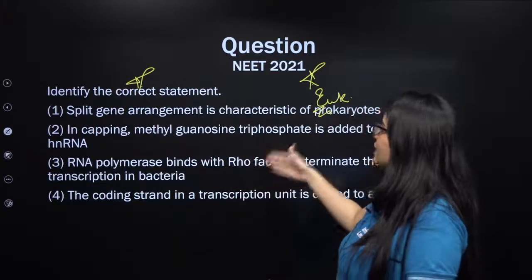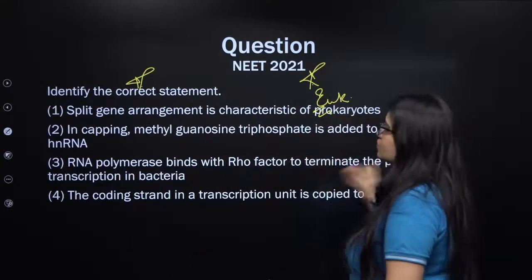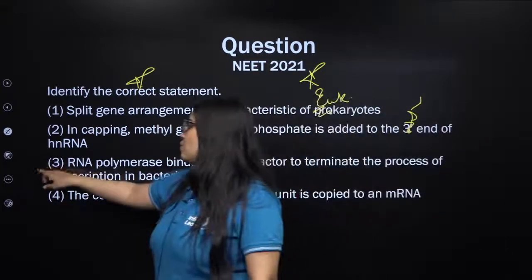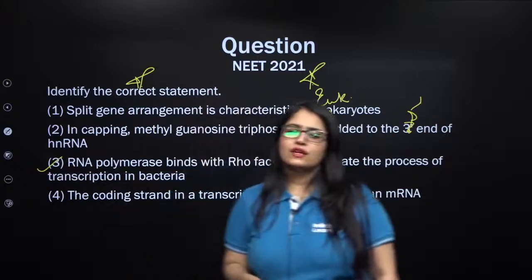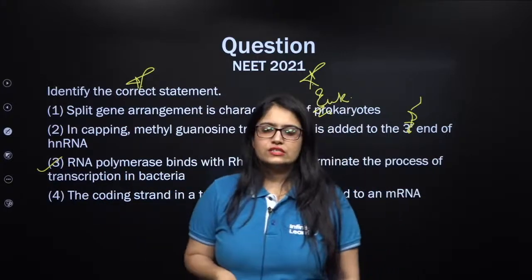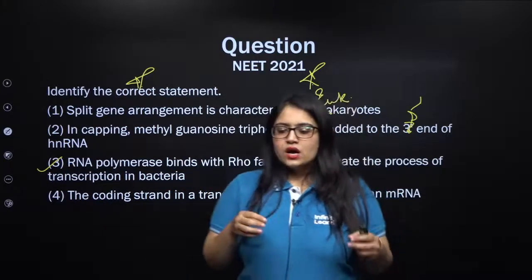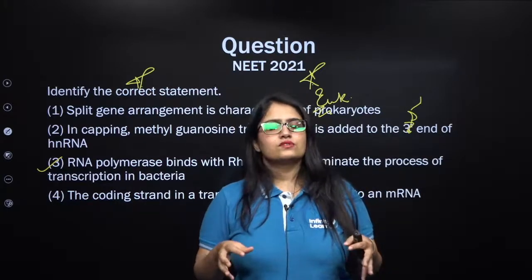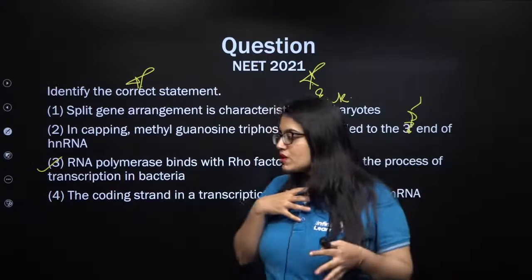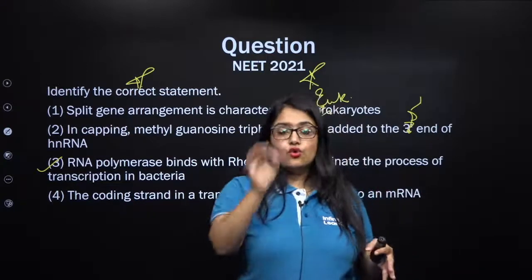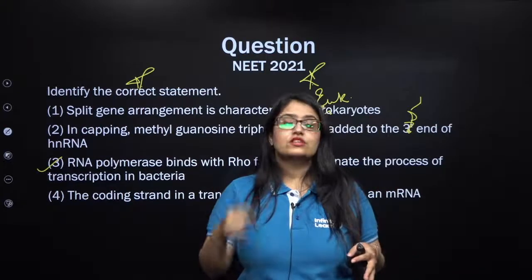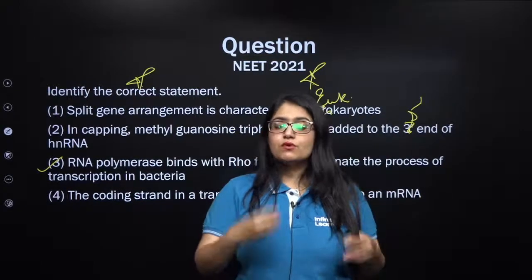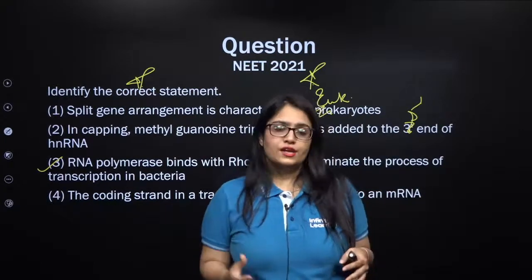RNA polymerase binds with Rho factor to terminate the process of transcription. That is absolutely correct. So when it comes to prokaryotic genes, my dear students, please remember, in the transcription process, rho factor and sigma factor are the two important chemicals. They provide specificity to the RNA polymerase.